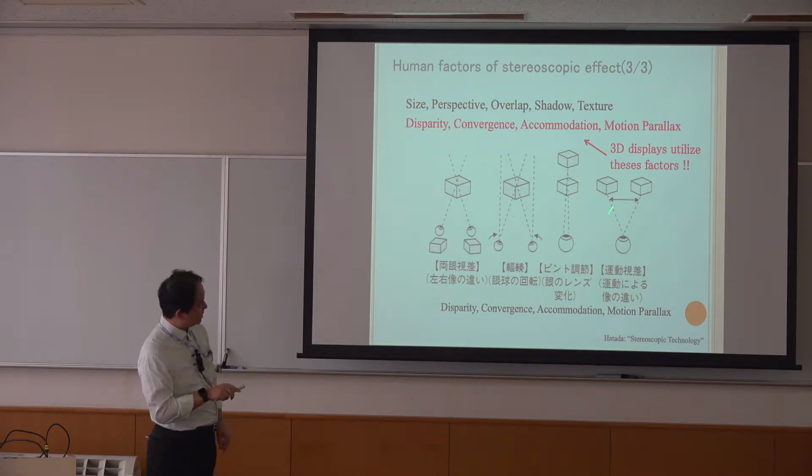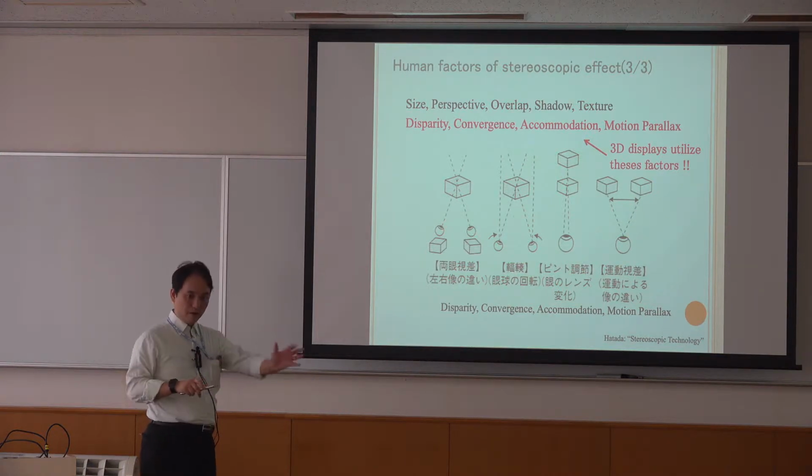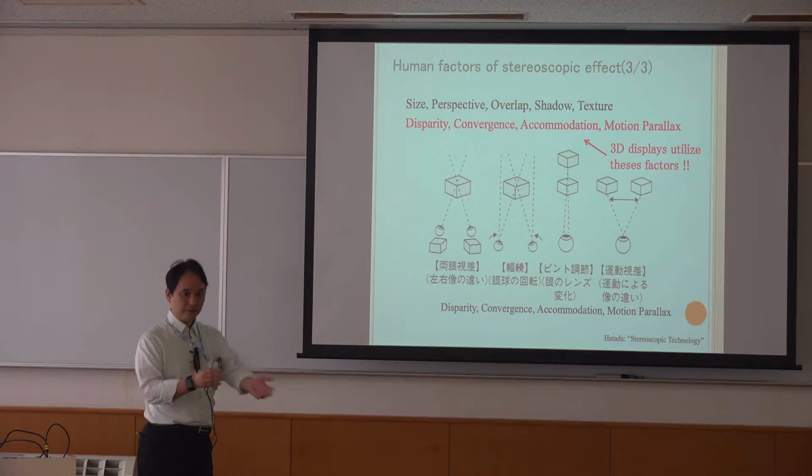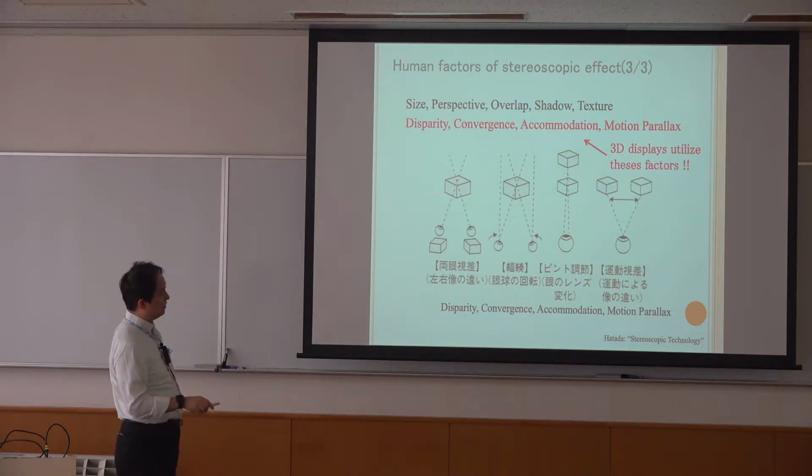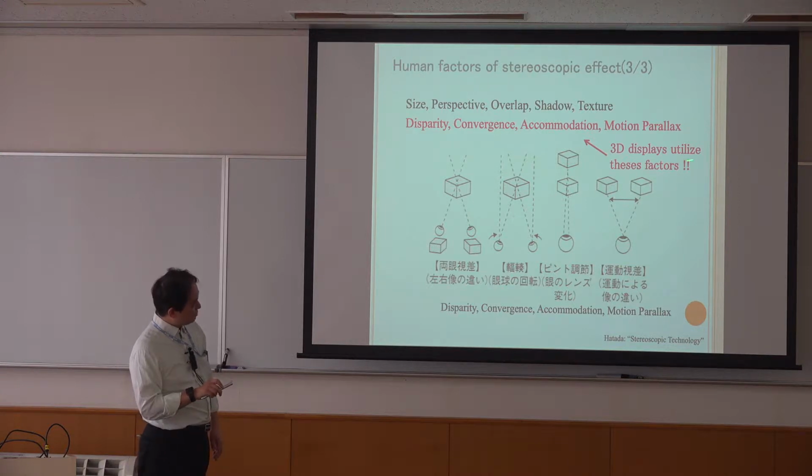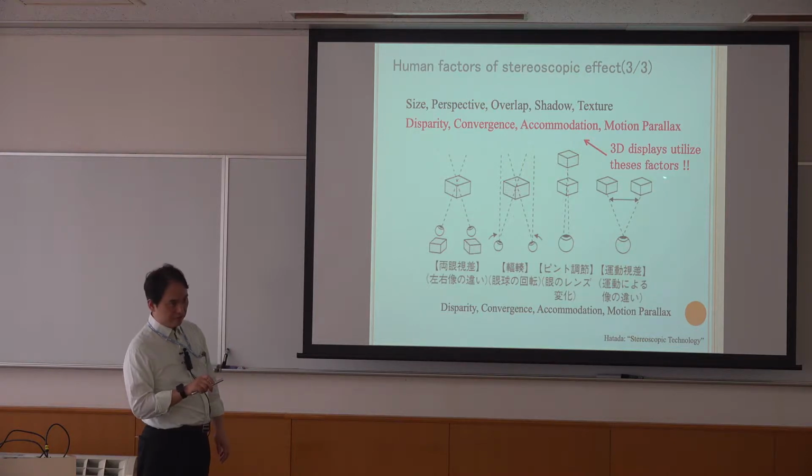Okay, accommodation. This is motion parallax. If you move around the object, you see the different aspects of the object. This is called motion parallax. Okay, this is the most important point. 3D displays utilize these factors, not these factors, but these factors, these four factors.